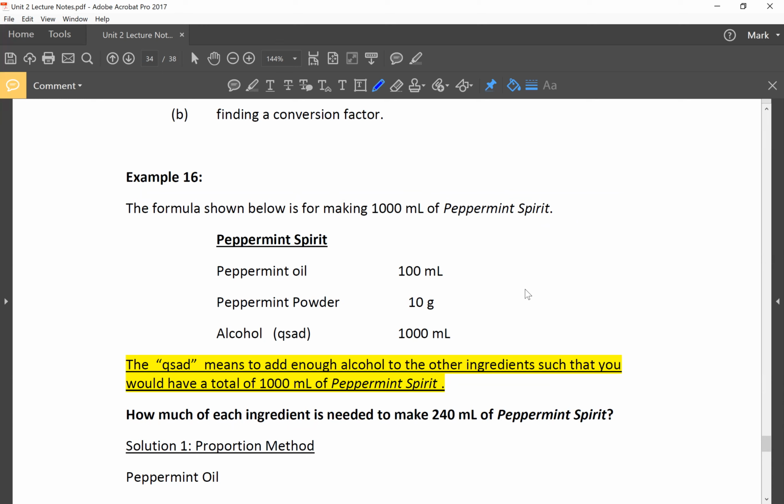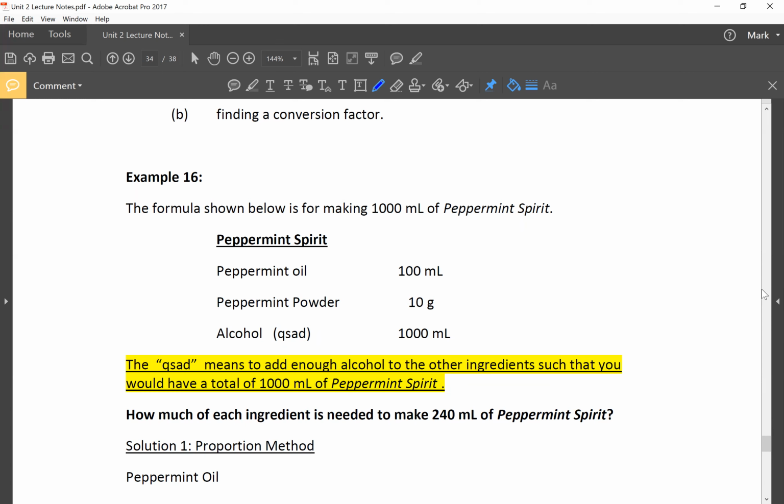So when you see QSAD, what it means is you add as much to make the final total of 1,000 milliliters. QSAD means to add, in this situation, enough of this liquid, this alcohol, to the other ingredients to make up the 1,000 milliliters. This is interesting. You're not going to see this a whole bunch from me, but you might see this in really old types of recipes.